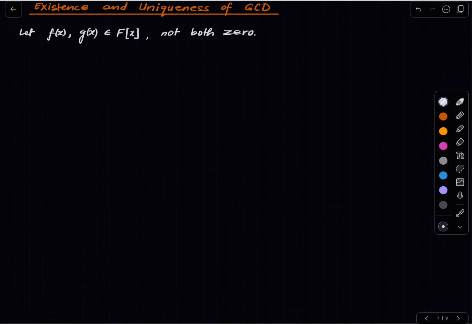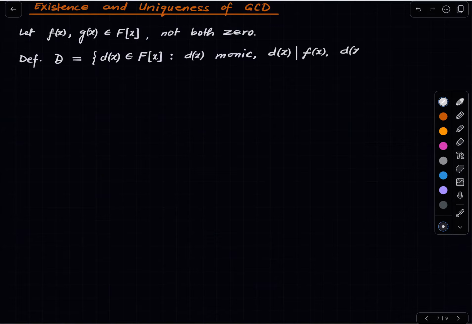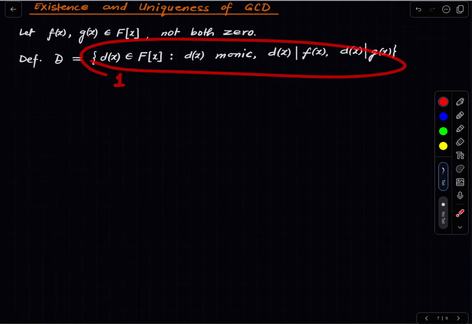So define this set, fancy D, as those polynomials which are monic, hence non-zero automatically, and which are divisors of both fx and gx. So just collect all the monic common divisors of fx and gx. This is a non-empty set because the constant polynomial 1 is already here. The polynomial 1 is here, so this is a non-empty set.